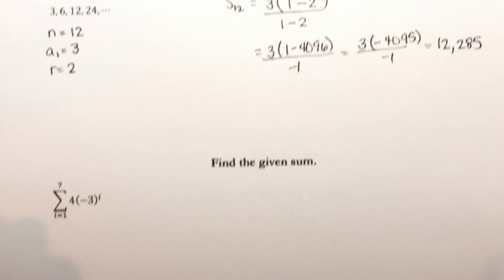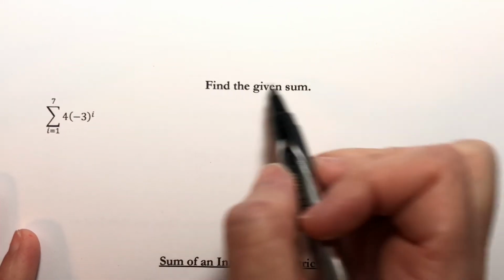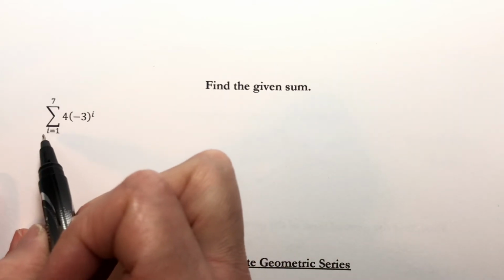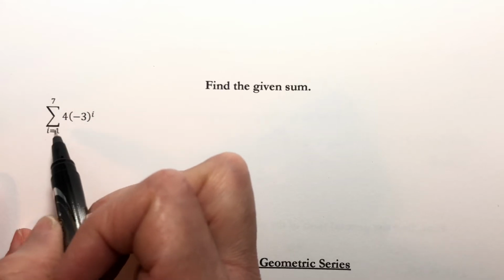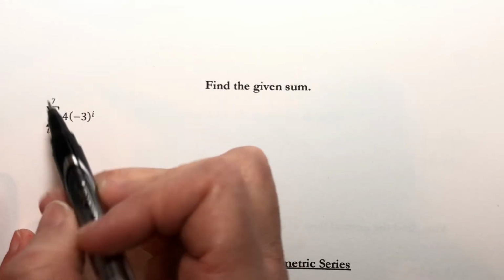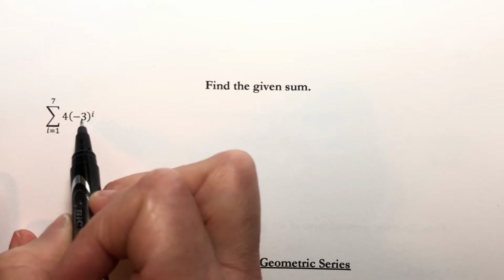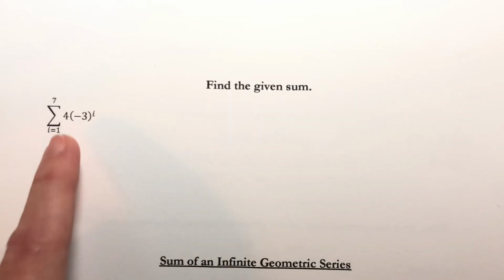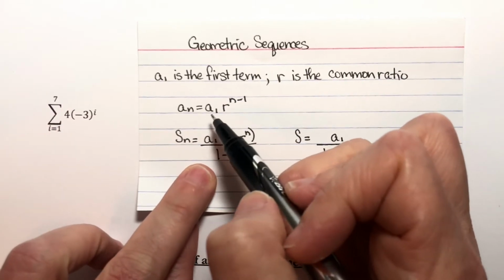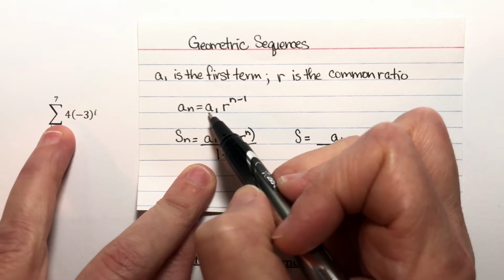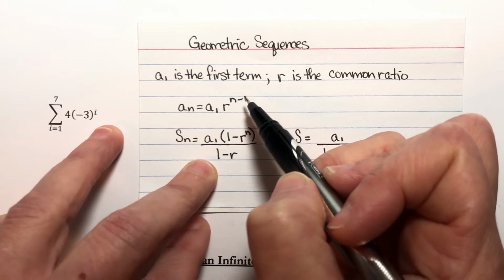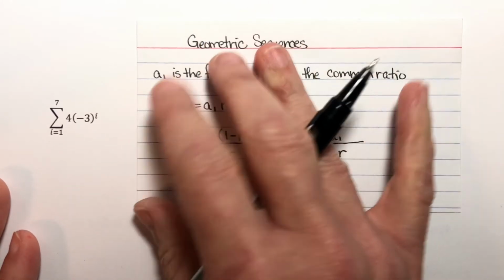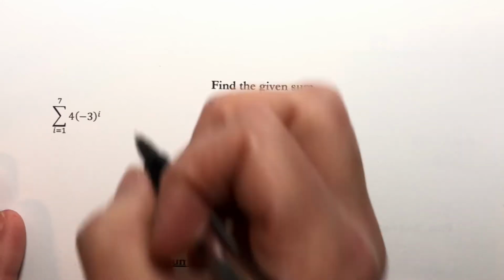Okay, so let's look at this one. Find the given sum. I'm going to find the sum from i equals 1 to 7. So my first 7 terms. If I start at 1 and go to 7, it's 7 terms. And I have 4 times negative 3 to the ith power. Compare this to this. We have exactly the same pattern. We have something times something else raised to an exponent. Okay, so I probably have geometric. I'm going to list the first few terms to see what happens.